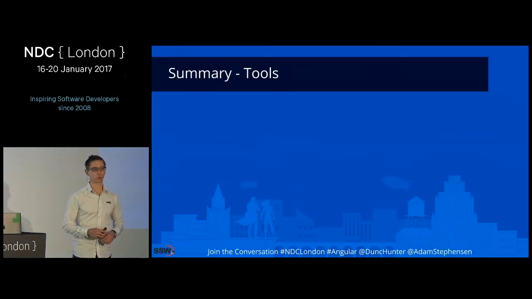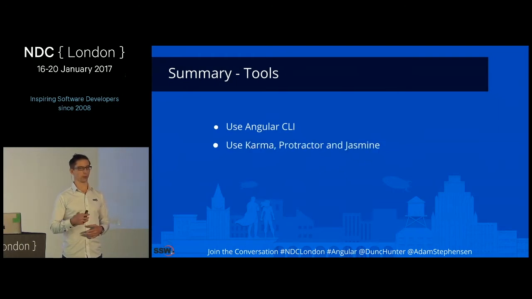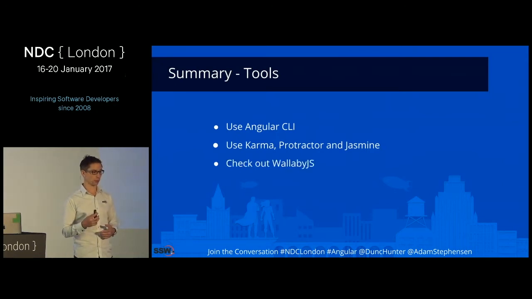So in summary, out of the tools, you want to use the Angular CLI if you want to get up and running really quickly. Karma, Protractor, and Jasmine are the default, but there are options. But almost everybody at this stage, in the early stages of testing Angular 2 in the community, and with all the information that's out there, everyone's using these ones. And you should check out Wallaby.js. It's a pretty handy tool.